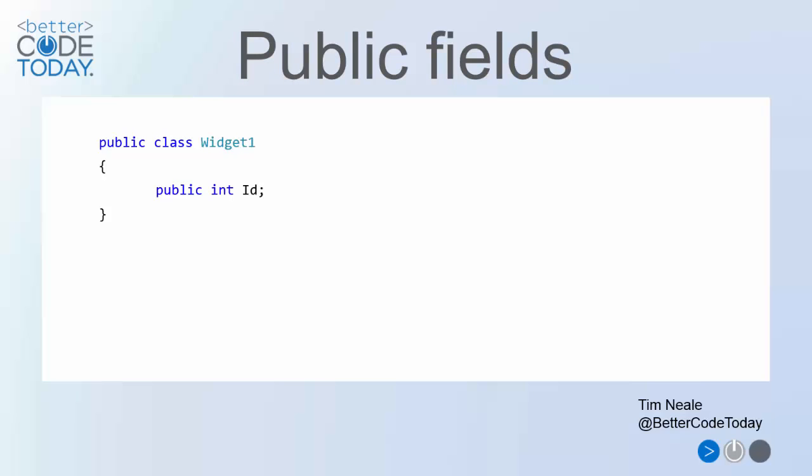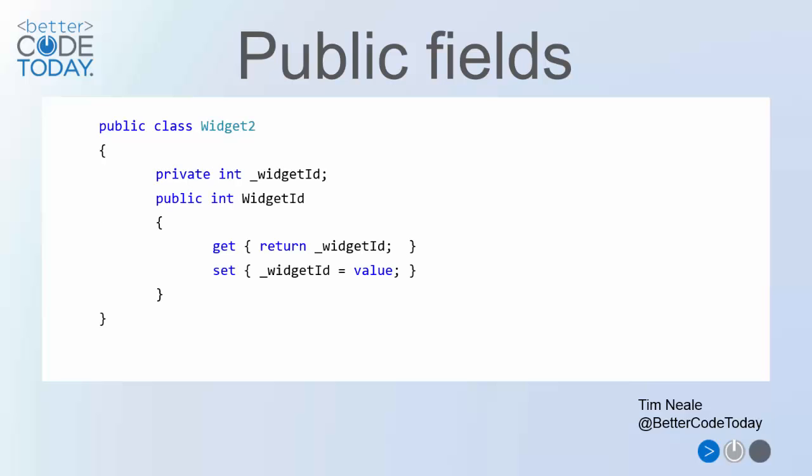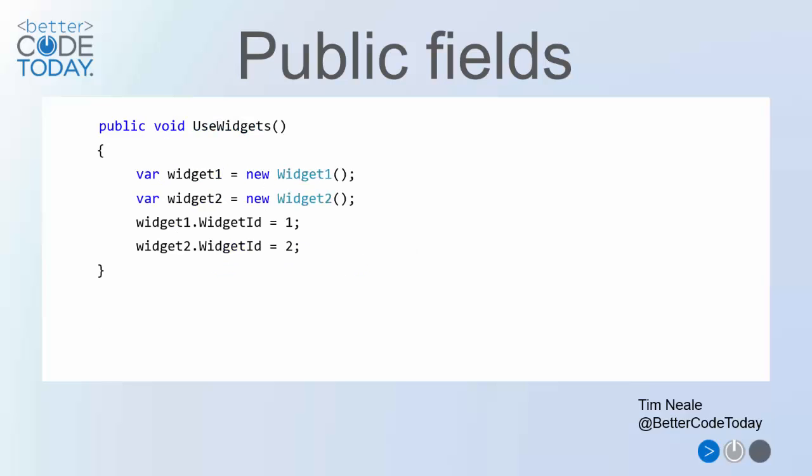So here's a question. Why is it considered to be a bad thing to write classes like this widget1 class that have public fields, but okay to write classes like widget2 with public properties that basically just expose a private field? This is a question that stumped me for a long time as a young developer. After all, the end result is just the same.